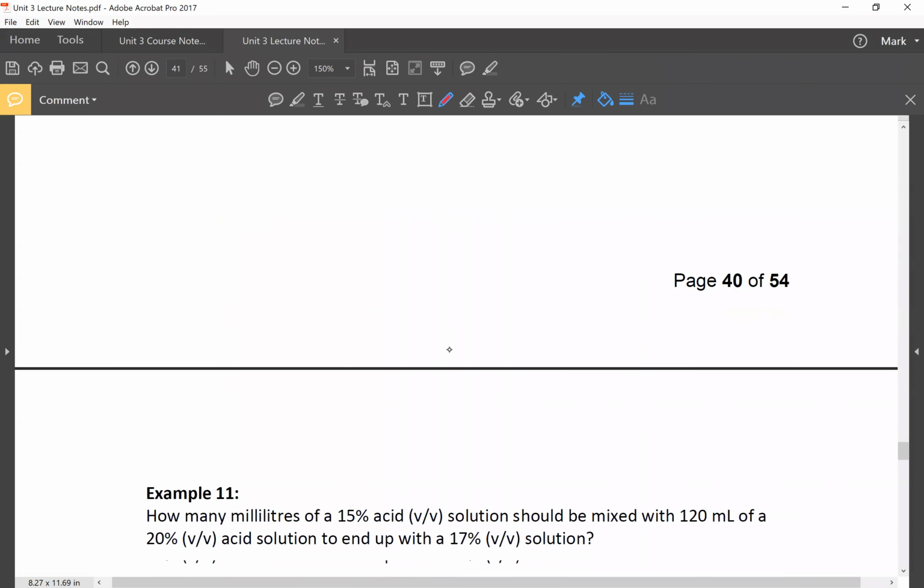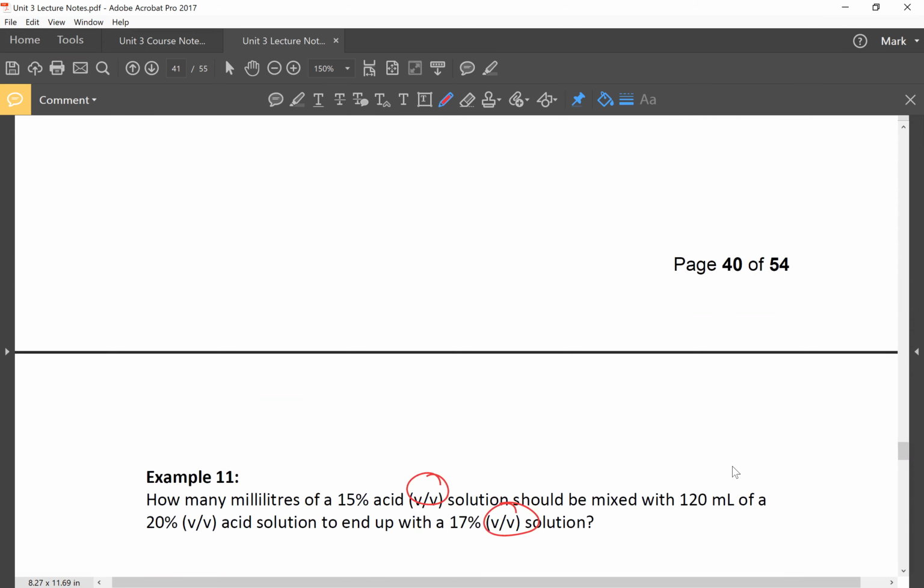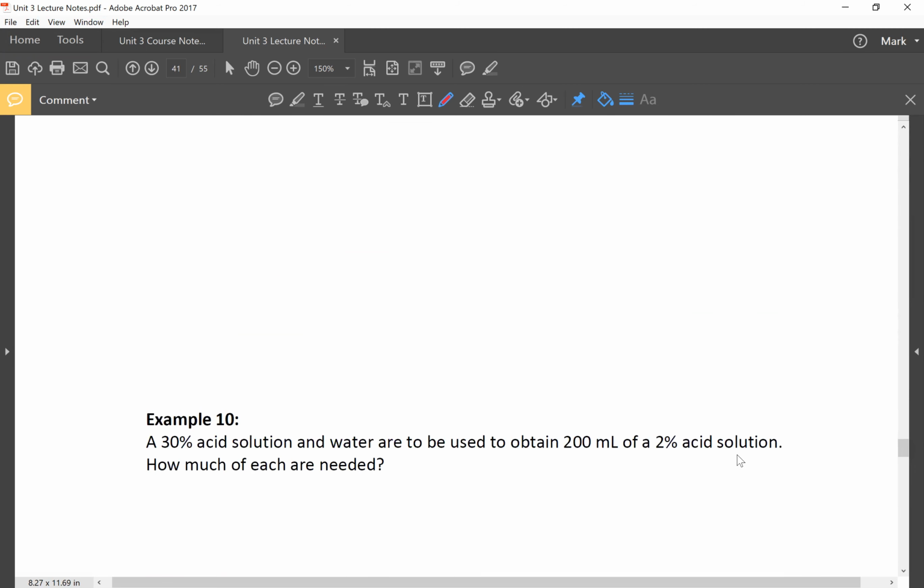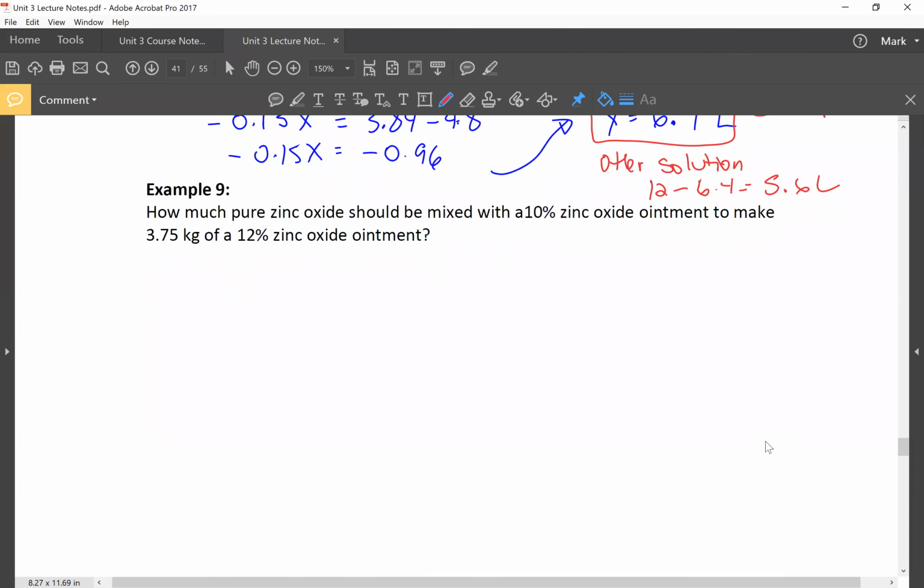Typically, next to the percentages, you would have V over V or W over V. It's not really in this question, but I'm going to assume, and I'll have this very clear for you on an assignment or something, that this is 10% weight because we're dealing with weights here.